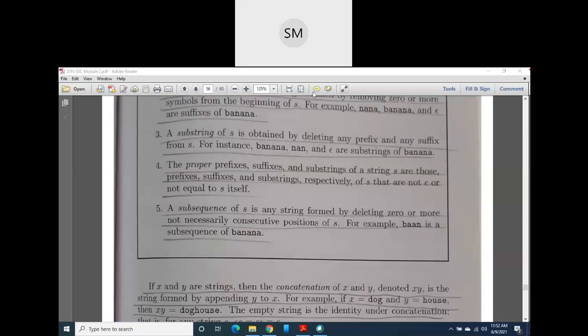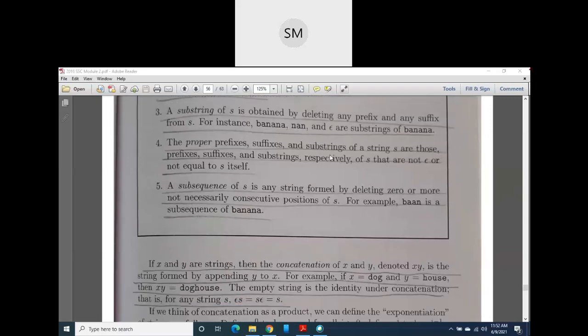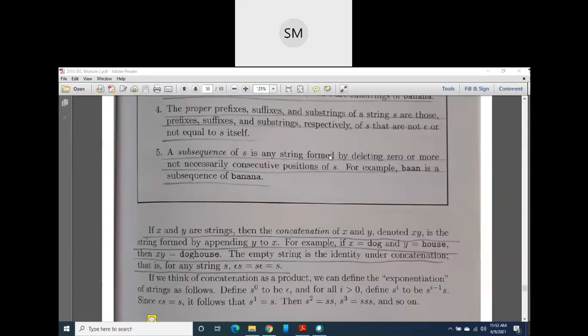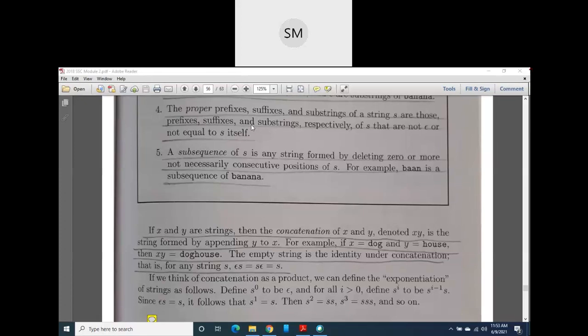Substring: banana is not a proper substring, but NAN is a proper substring. Are you getting it? And again, the empty string is also not a proper substring. So they should not be the empty string and they should not be the complete string. Whatever remaining part you get, whether you delete a prefix or a suffix, whatever you want to do, you can do, but the result should not be the empty string and should not be the entire original string. Then these are called proper prefix, proper suffix, and proper substring.